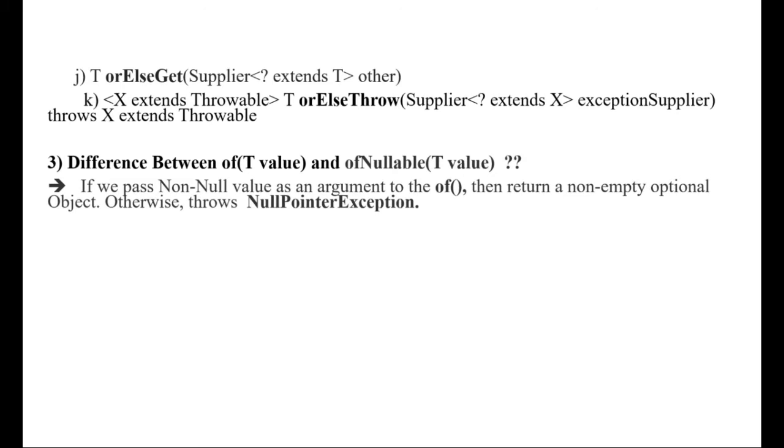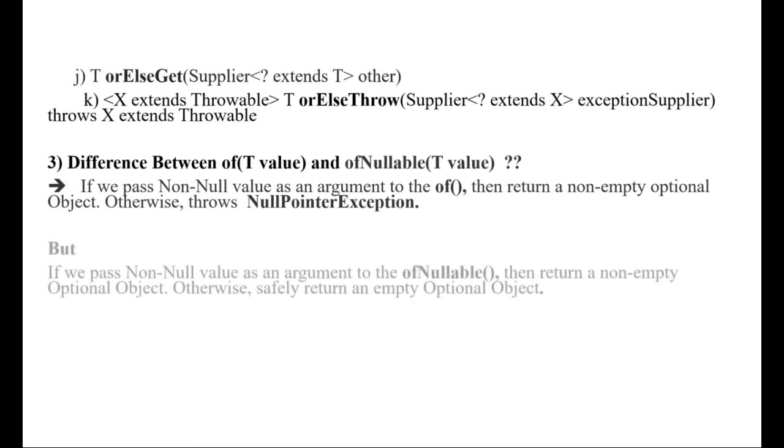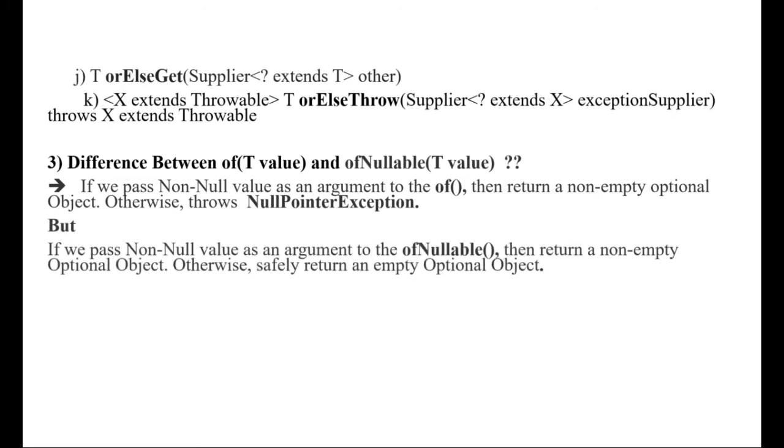But in ofNullable, if you are passing a non-null value as an argument, then it will return a non-empty Optional object. If you are passing a null value as an argument, then it won't throw any exception. Rather, it will return an empty Optional object.